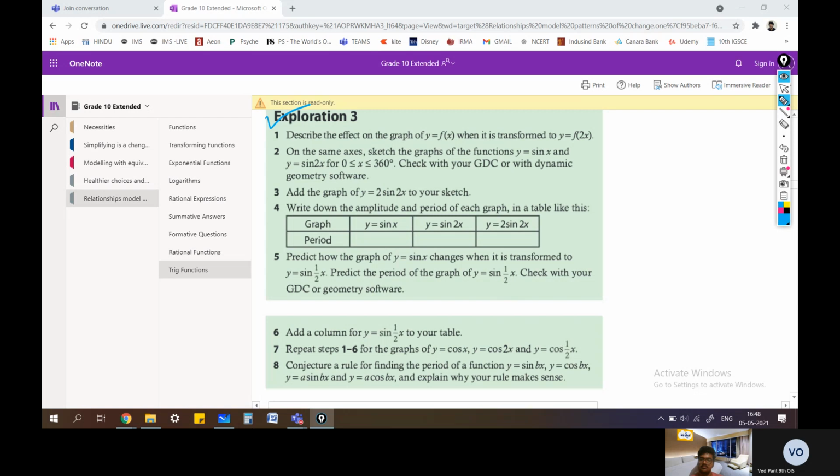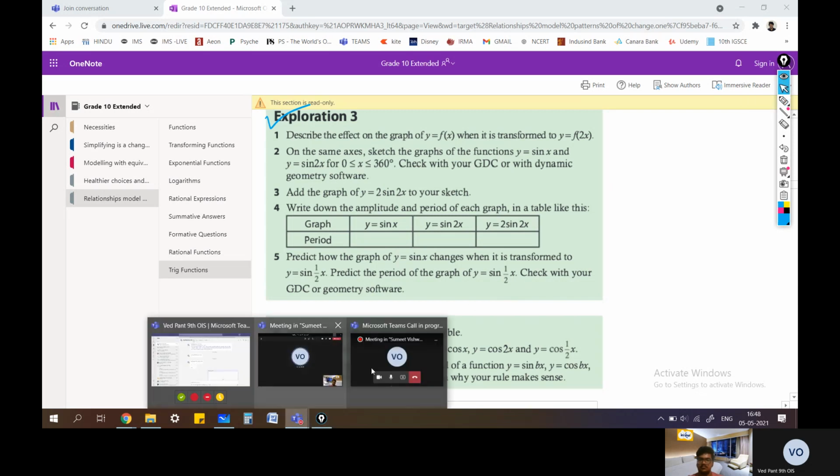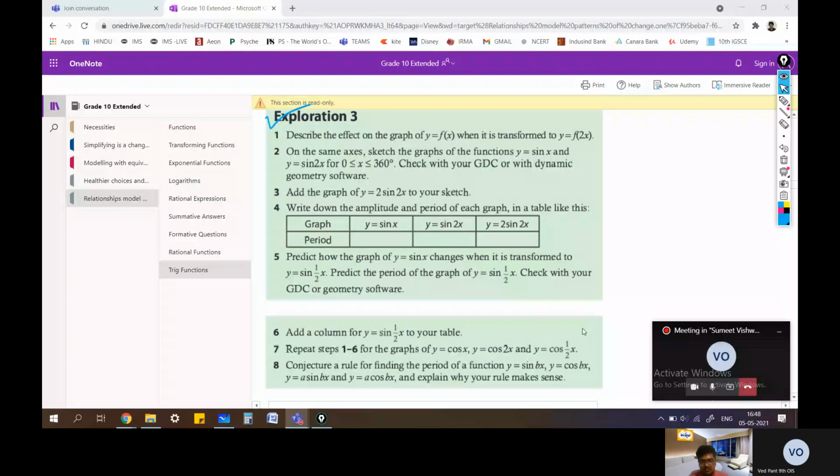Done. So the whole period thing: the period for sin x is 180. Wait, no, sorry, one sec. The period for sin x is 360. The period for sin 2x is 180, and the period for 2 sin 2x is also 180. What about the fifth one?